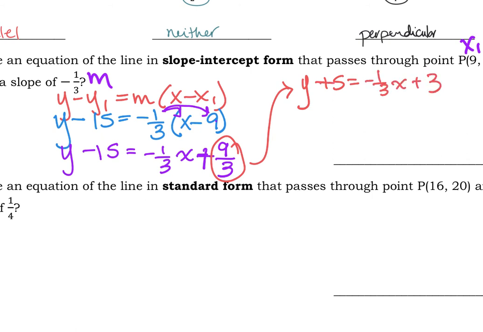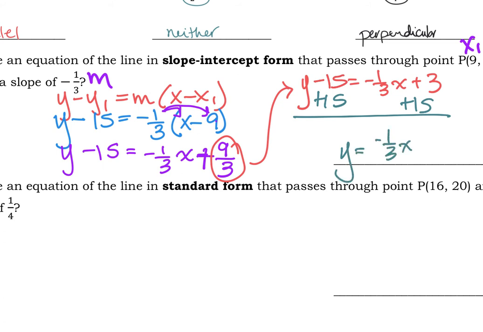All right, the last step is to move over the 15. It wasn't a 5, sorry, it was a 15. Somewhere I lost my number. Am I going to add or subtract the 15? Add it. Am I going to add to the 3 or the 1/3? To the 3. Good. So our final answer is y is equal to negative 1/3 x plus 18. That should be the final answer.